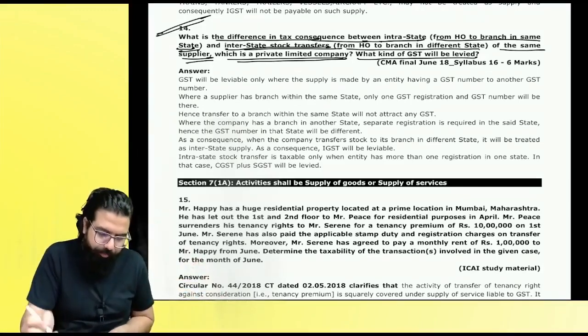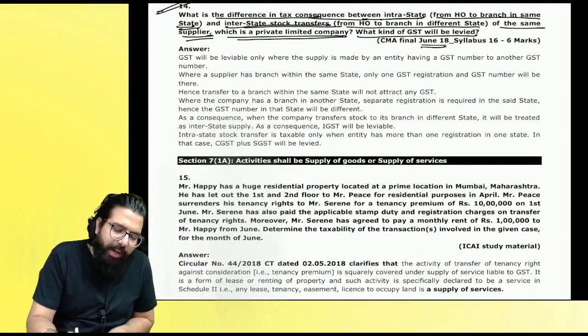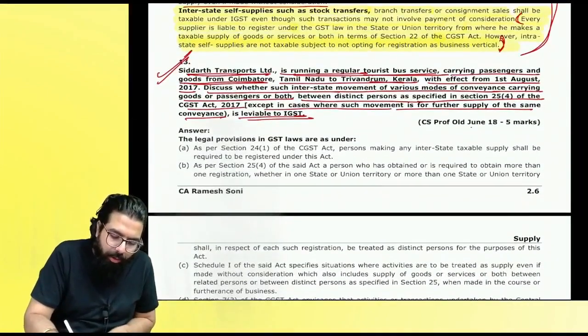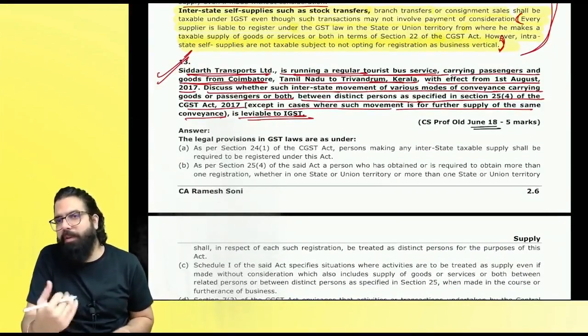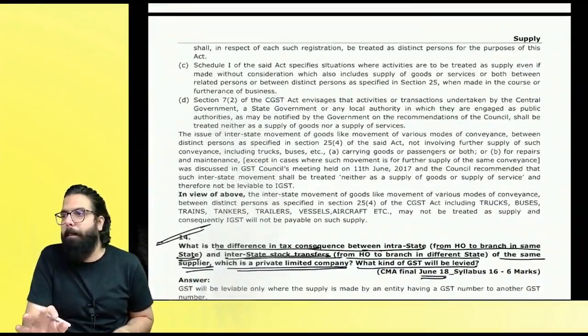Next. See, these are all June 2018 questions. Are you guys able to understand? In 2017-18, your GST was very small and such basic questions used to come. But now these basic questions will not come for you.